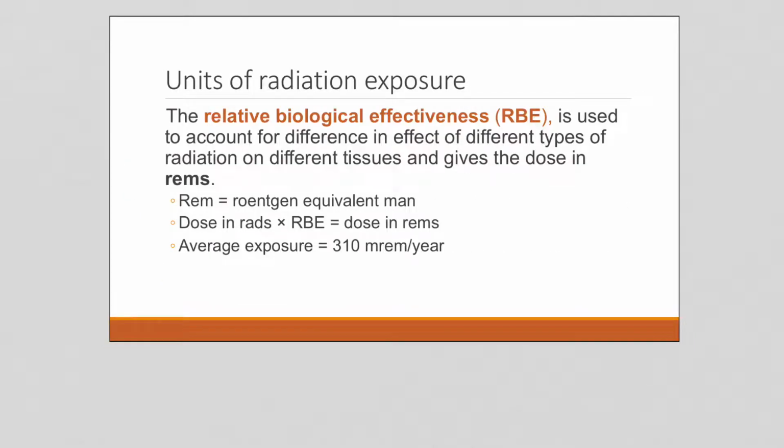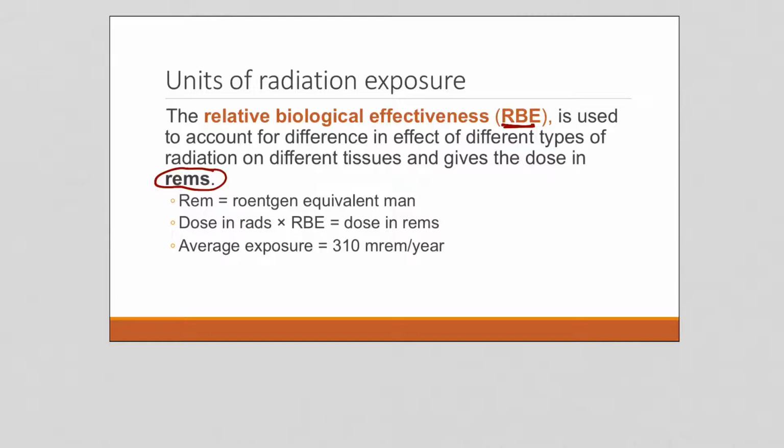Now, how do we then translate these? These are just units to measure radiation exposure. But we've already said that radiation exposure can be more harmful or less harmful depending on where in the body it's exposed to. And so the most typical unit of radiation exposure we use when we talk about human exposure is called the rem. The rem essentially takes the rad dose and combines it with something called the relative biological effectiveness, or the RBE.